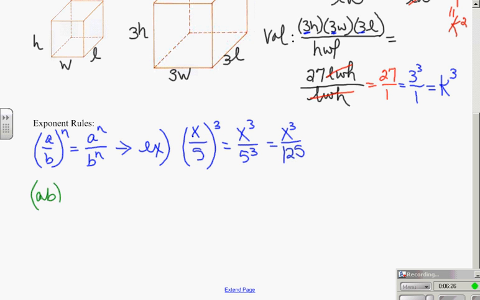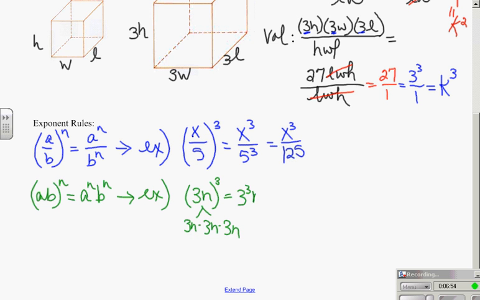Another exponent rule is if I have a quantity raised to a power. That power gets distributed, in a sense, across the quantity. So I'd have a to the nth, b to the nth. And this is a high mistake area for students. So for example, if I have 3n, the quantity cubed, literally that means 3n times 3n times 3n. You don't want to write all that out. So really we're talking about 3 cubed n cubed, which is 27 n cubed.